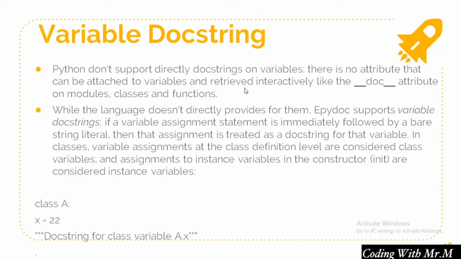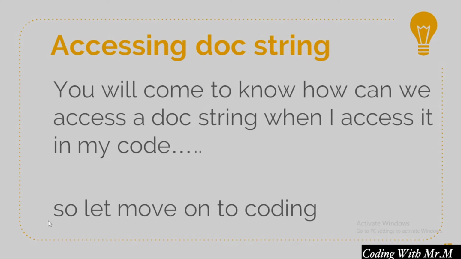In classes, variable assignments at the class definition level are considered class variables, and assignments to instance variables in the constructors are considered instance variables. So you can see that we have a class, and then we have a variable, and then we have the variable docstring for that variable, which is describing the purpose of this variable.